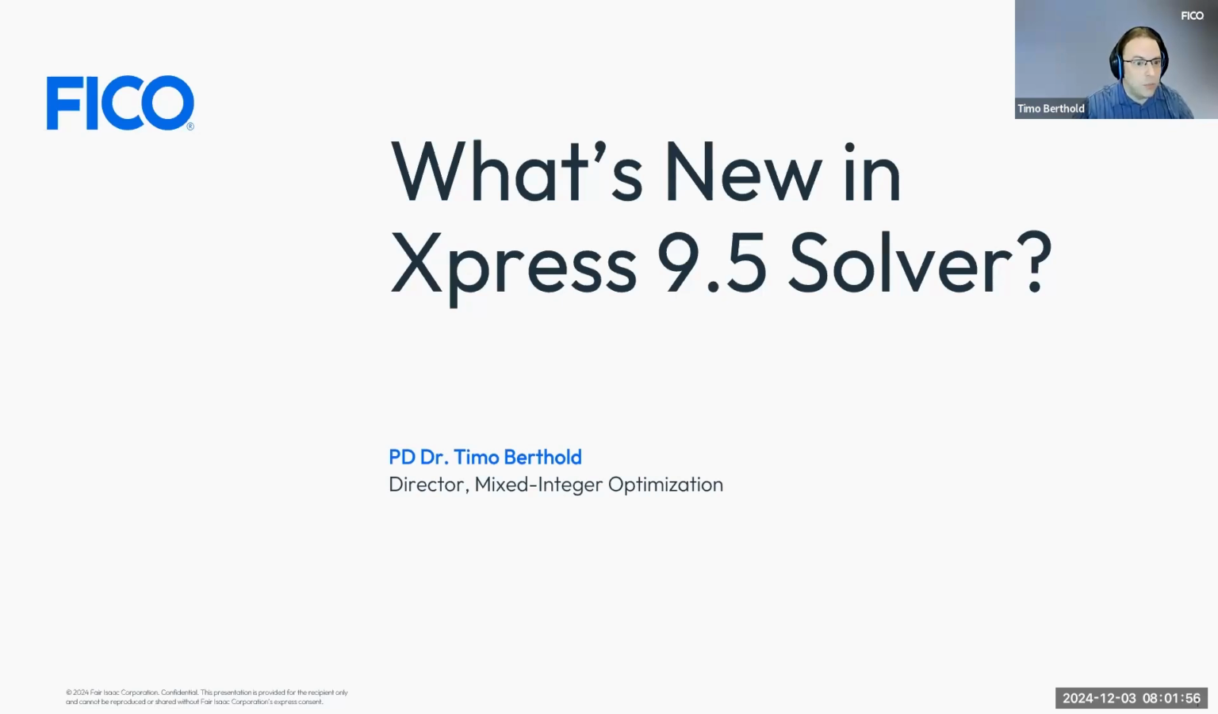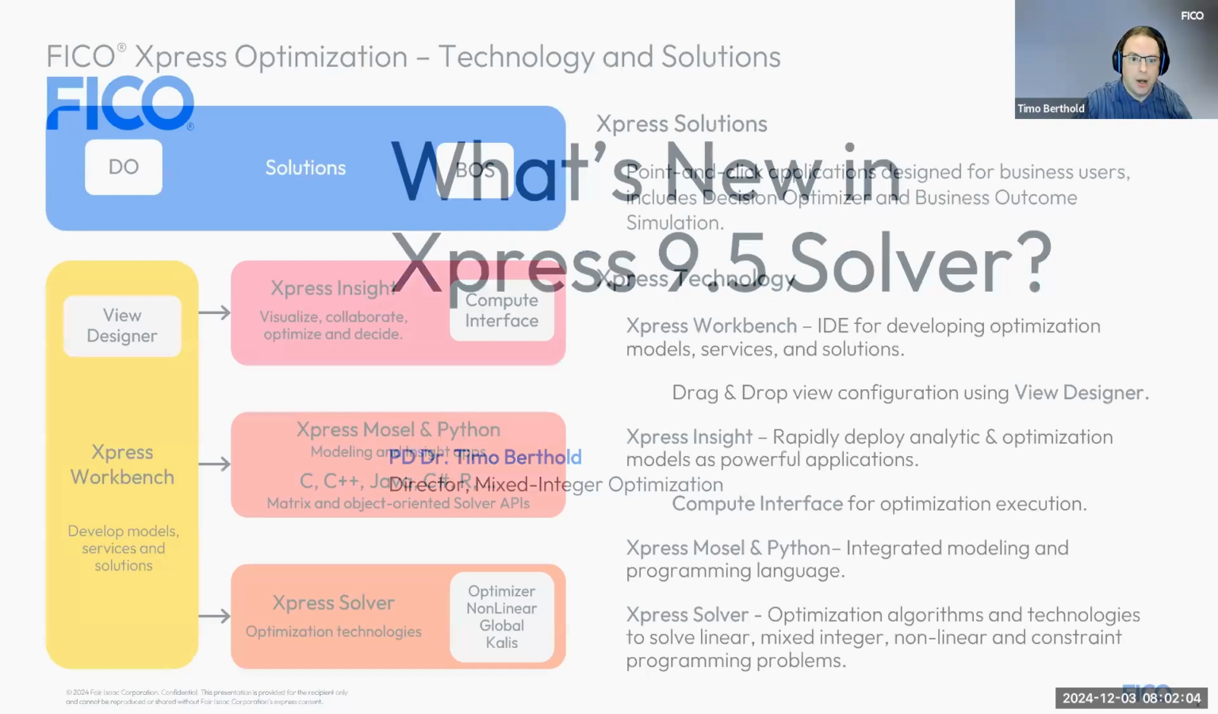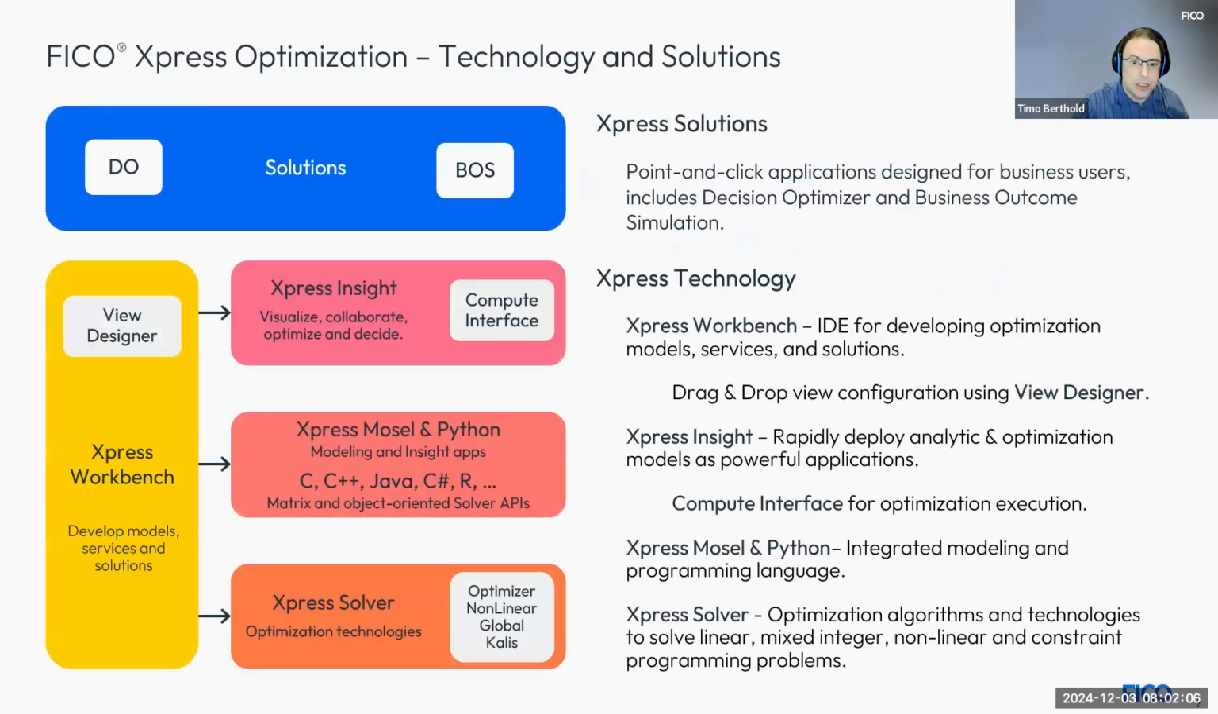And let's go for what's new in Xpress 9.5 Solver. As you might be aware, FICO Xpress optimization consists of various different components, and they all build nicely on top of each other, nicely integrate within each other, and with your application that you're working on in your company, you might enter the stack that we see here at different levels.